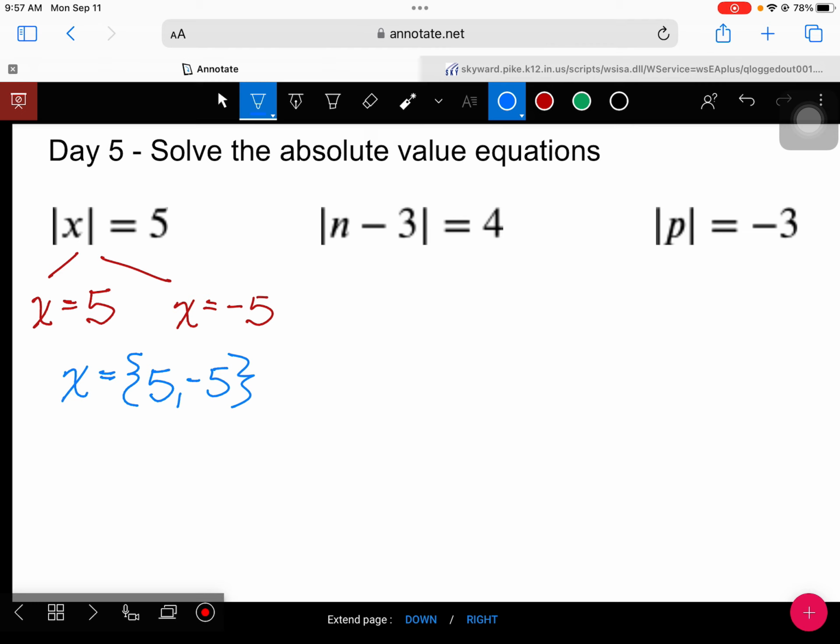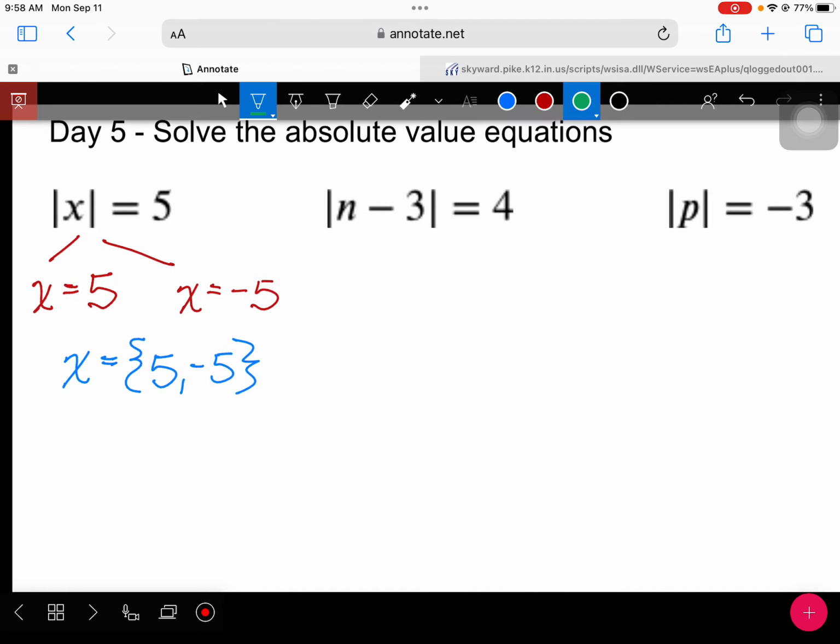Any questions on that first problem? Okay, now let's take a look at the second one.